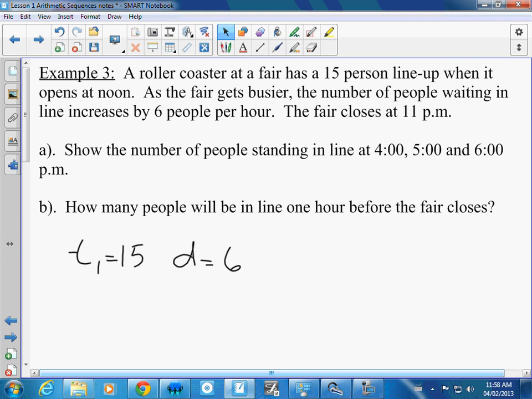So let's write down what we know. So we're doing A here. Show the number of people standing in line at 4, 5, and 6. So let's use the formula. Now guys, could we figure this out manually, really quite easily? How many people on the line at 12? Could we just keep adding 6 until we get the numbers? So we can check our answer, but we're going to do it mathematically. We're going to do it with the formula.